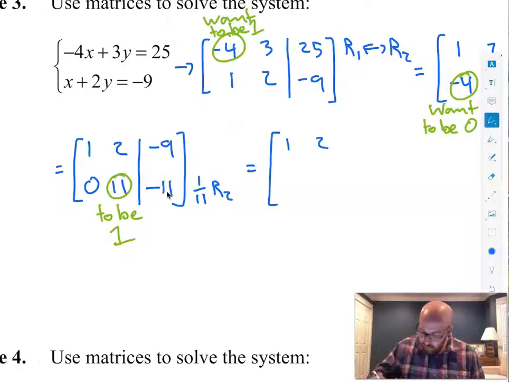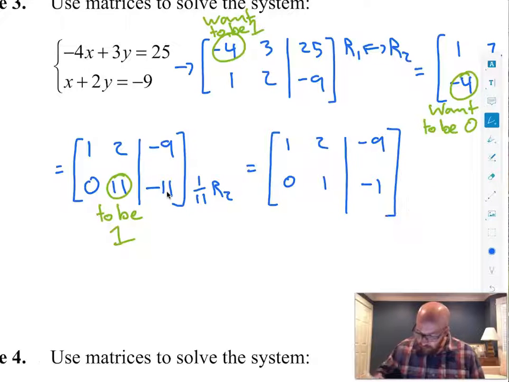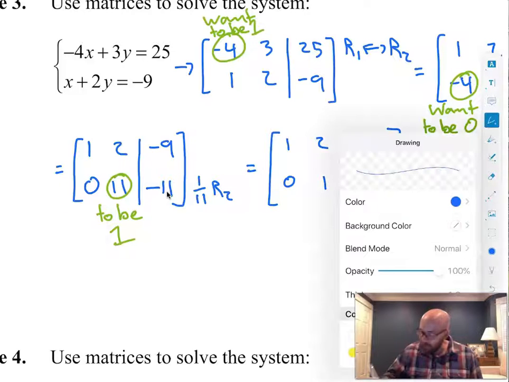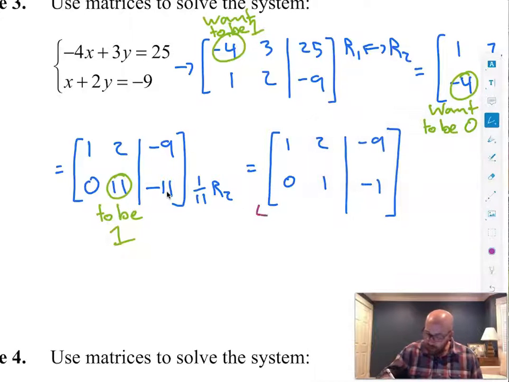1, 2, -9, 0, 1, -1, and we're done. This is now in what we call row echelon form.